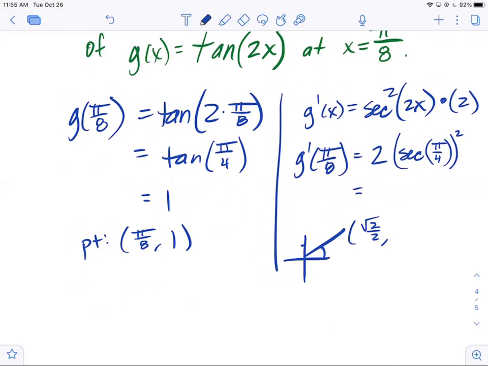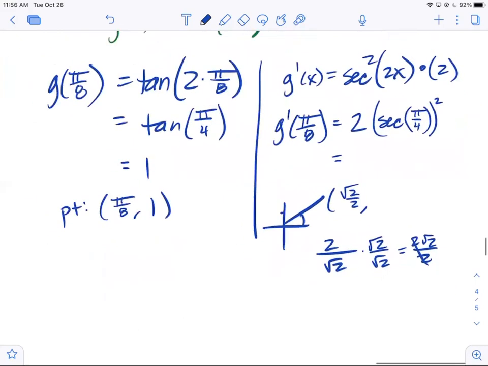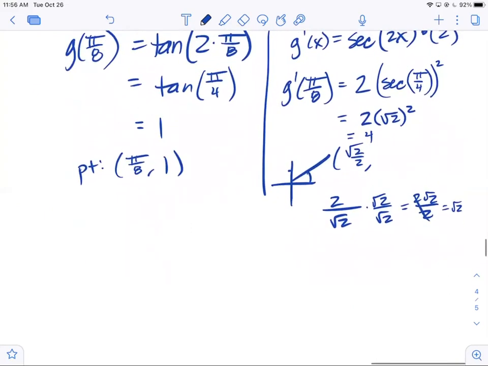The reciprocal of square root of 2 over 2 is 2 over the square root of 2, which, when you rationalize it, ends up being 2 square root of 2 over 2, or just square root of 2. So that's a much nicer version to remember. So the reciprocal of the square root of 2 over 2 is just the square root of 2. So this becomes 2 times the square root of 2 squared, which of course ends up being 4, right? 4. And so that's the slope. That's the tangent slope. So m subscript tangent is 4.